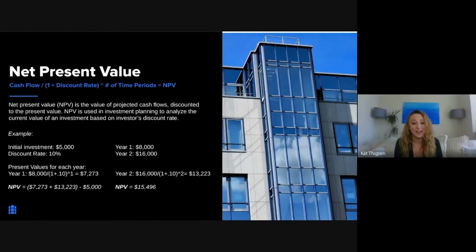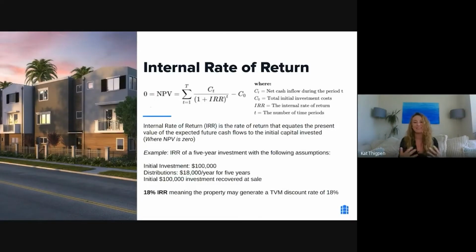Wow, yes, that's a lot of great information. Again, I actually don't really have anything to add. I think you were really thorough, but why don't we talk a little bit about that? Internal rate of return is the return that equates the present value of the expected future cash flows to the initial capital invested, so where your NPV is 0. So why don't you jump in here, Louis, and tell us a little bit more about this?